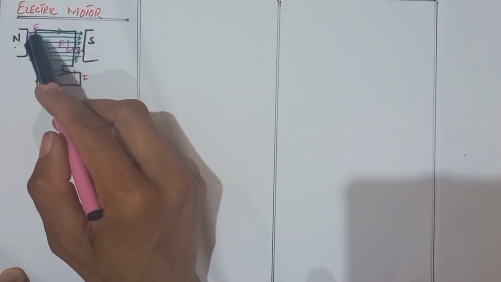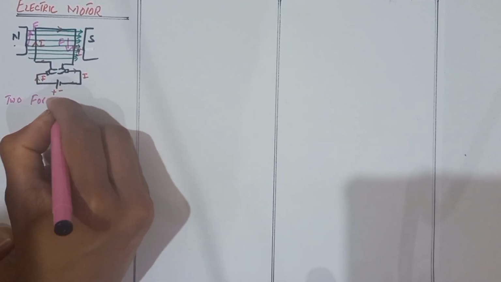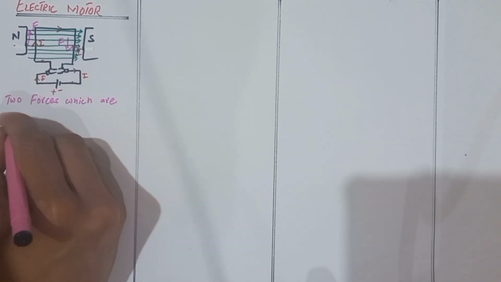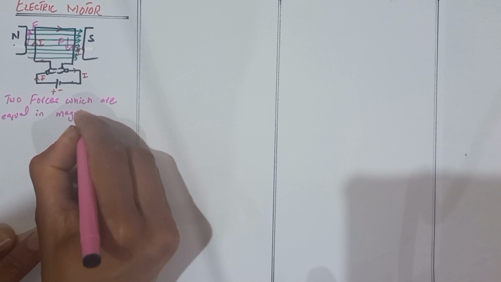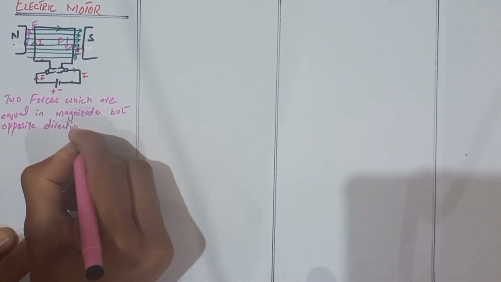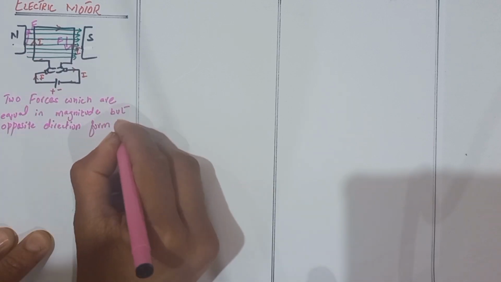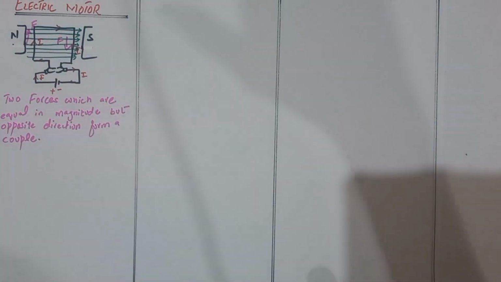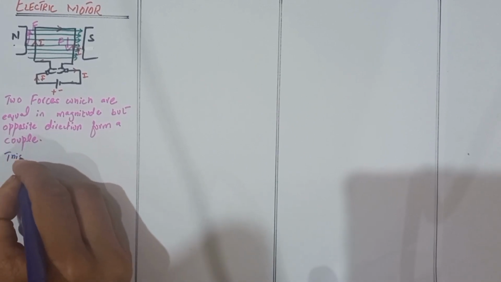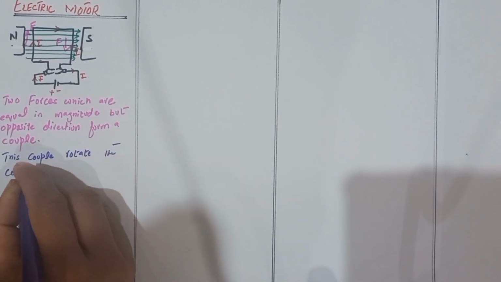Two forces, one outward and one inward, produce a couple. These two forces are equal in magnitude but opposite in direction, one upward and one downward, and form a couple. This couple produced in the coil rotates the coil.